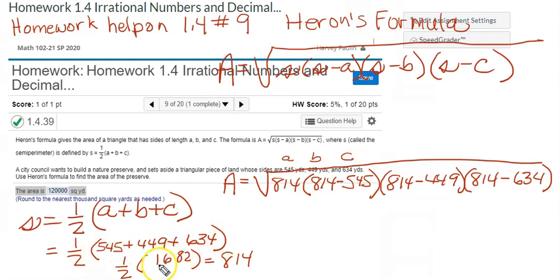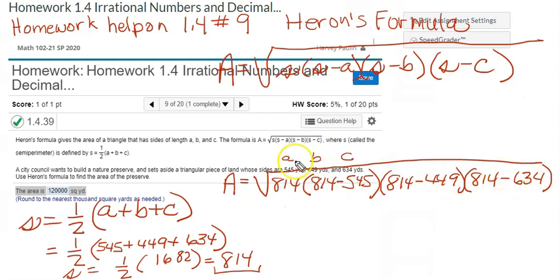Added that up, I got 1,682, multiplied it by 1/2 or divided by 2, and I got 814. So my S is equal to 814. Now in Heron's formula, where there is an S, I put the 814. And then I put in the negative A, which is this, negative B, which is this, and negative C.